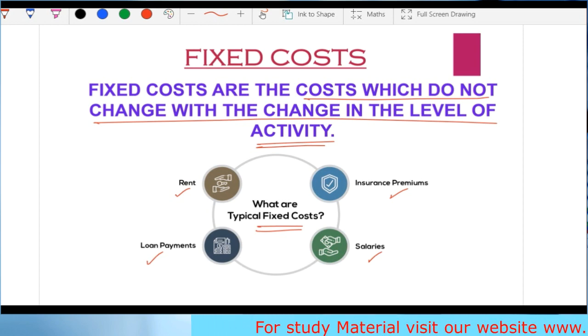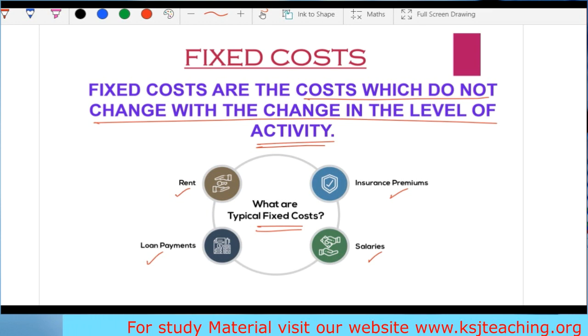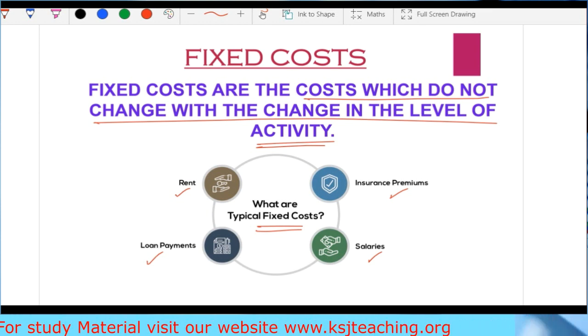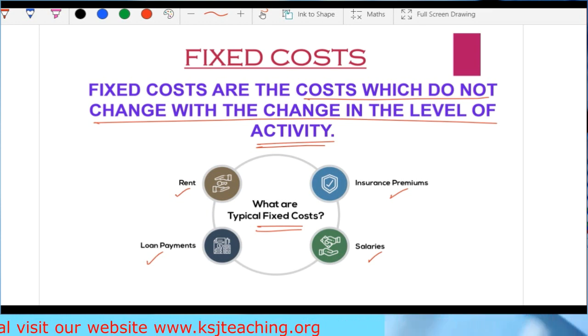His salary is not determined by the number of units being produced inside your factory. Isn't it? His salary is not determined by that. He has a fixed salary, say 10,000, 15,000 rupees per month. He has a fixed salary and it is not determined by the level of activity. Clear?